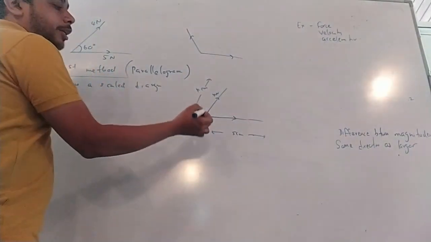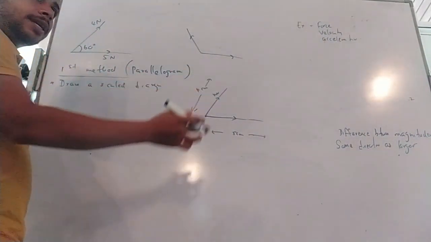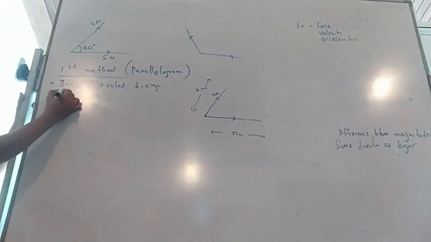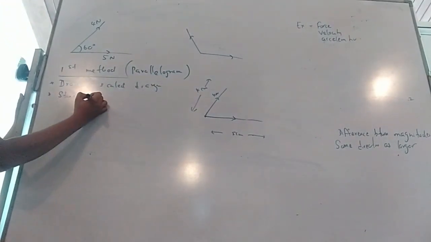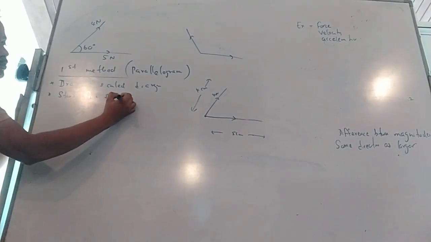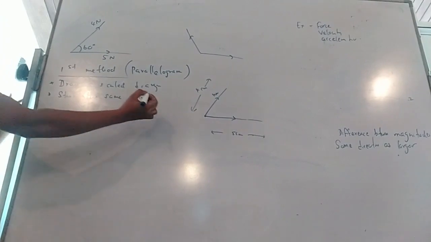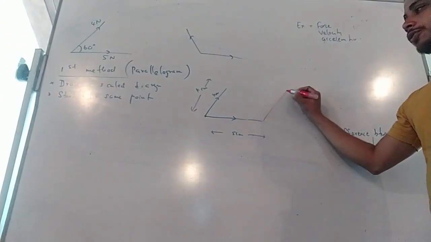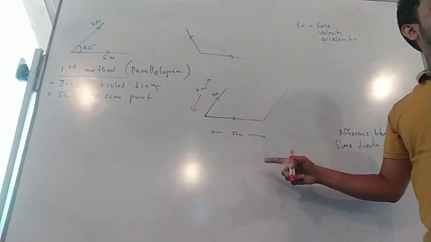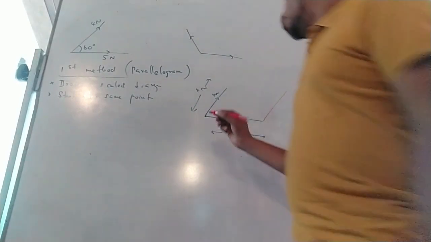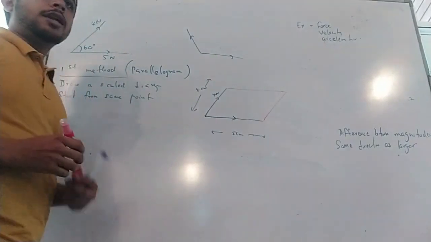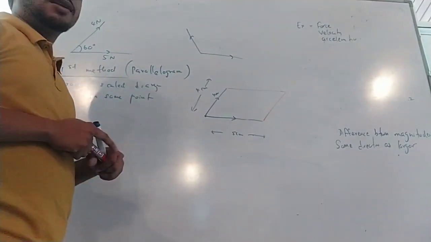The main point is you have to measure the angle and draw a scale diagram starting from the same point. That's simple. Once you draw these two, you have to draw parallel lines to each of those. I draw a parallel line to this one. When you draw the parallel lines, you get a parallelogram. That's why we call it the parallelogram method.